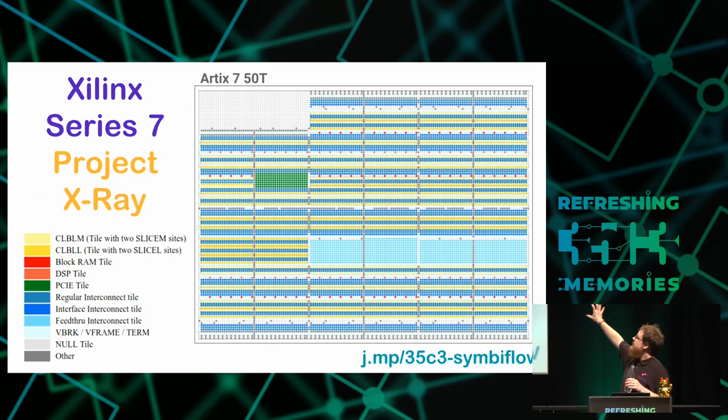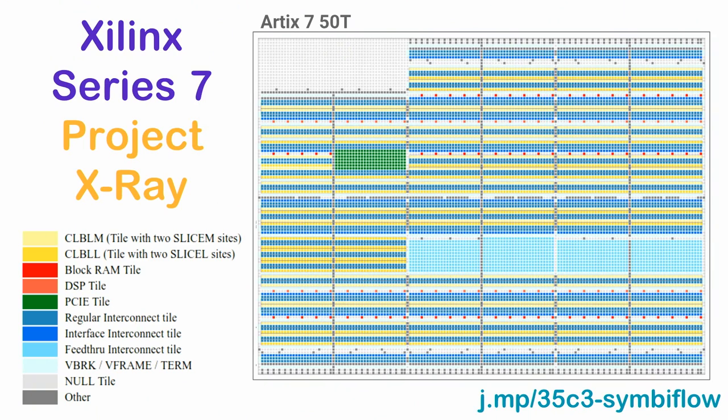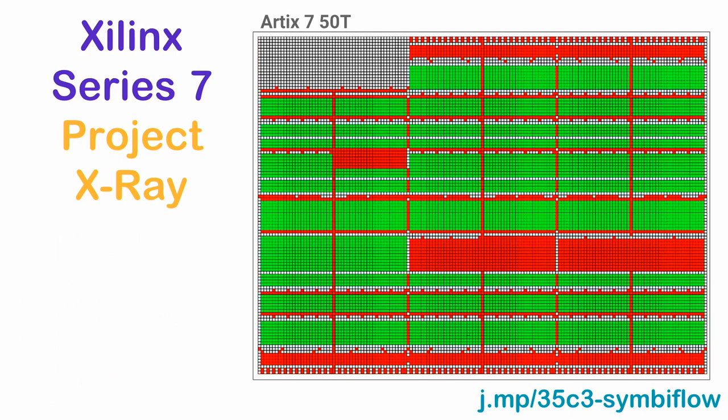So if you look inside a Series 7 Artix-7, this is all the tiles that exist. This is about what we understand already. As you can see, there's a lot of green. There's still a lot of red, but it's getting there. And this is actually slightly out of date. Probably the IOB should be orange, and some of the block RAM should be orange. So it's quickly becoming more and more green. And this is enough to do a lot of things.